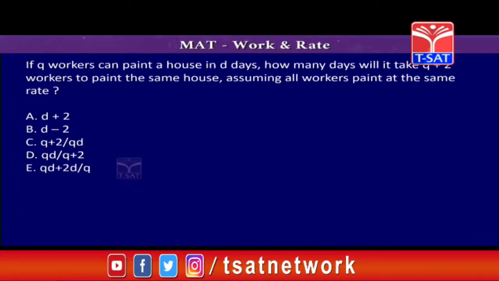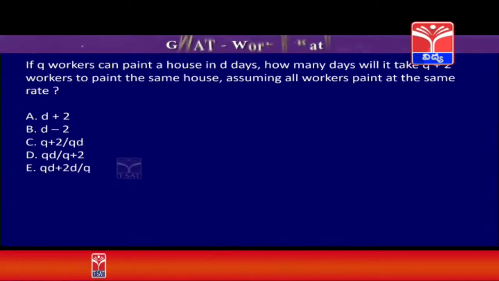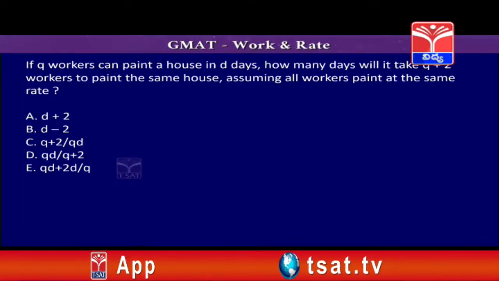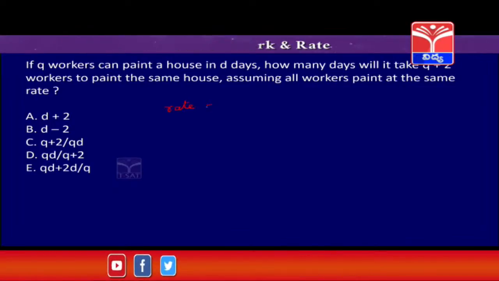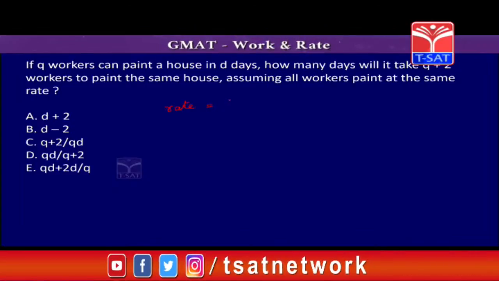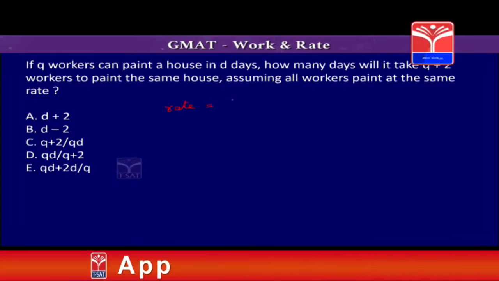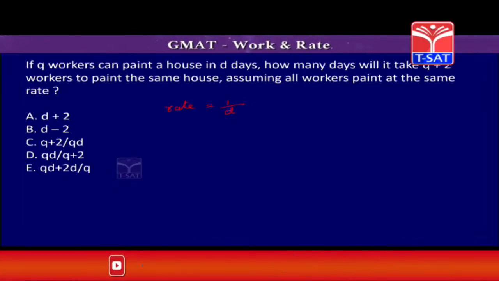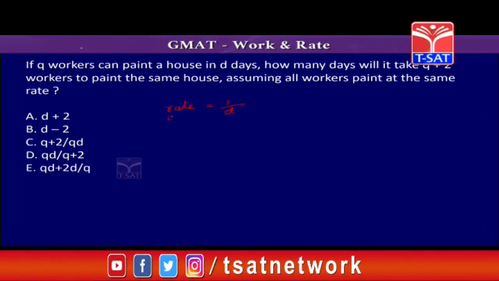If Q workers can paint a house in D days, how many days will it take Q plus 2 workers to paint the same house, assuming all workers paint at the same rate? Okay, so let's see. They are painting one house in D days. And this is the rate of Q workers. Q workers paint one house in D days.